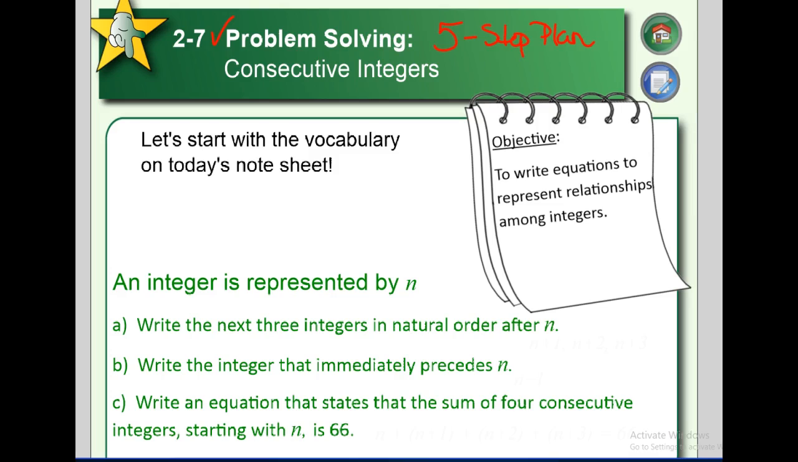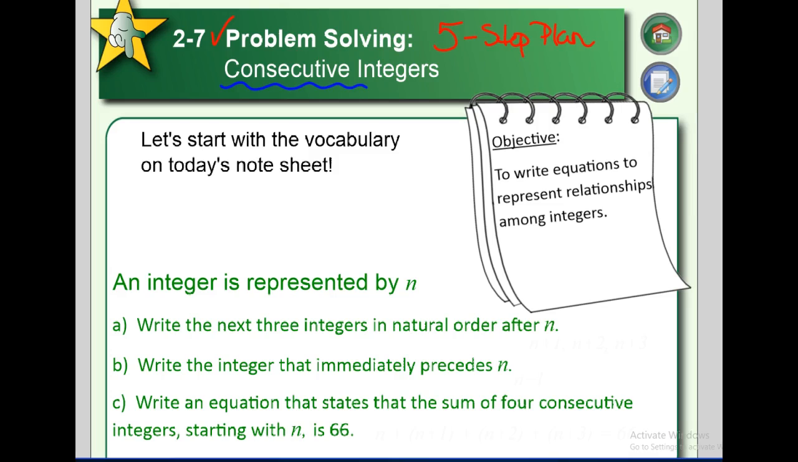If you look, Mrs. Burton gave you a note sheet today to help us. What does the word consecutive mean? What do you think consecutive means? Nice. One right after the other, in a specific order, a sequence. A lot of good wisdom coming from students in this room. Who can give me an example of consecutive integers?